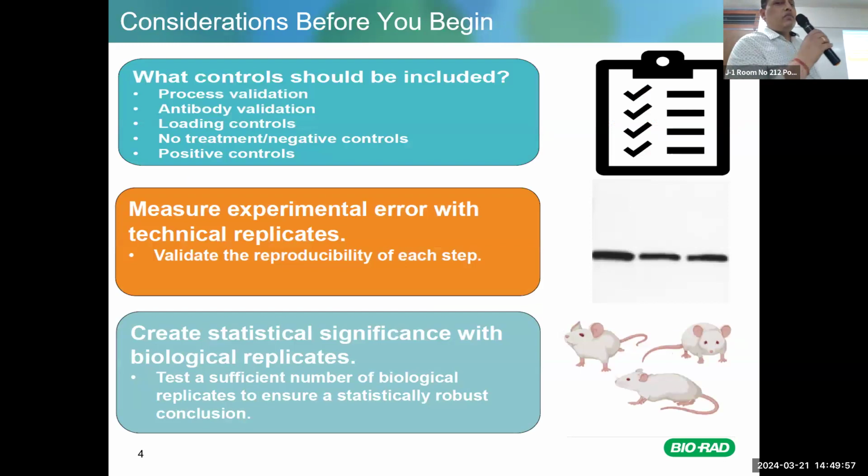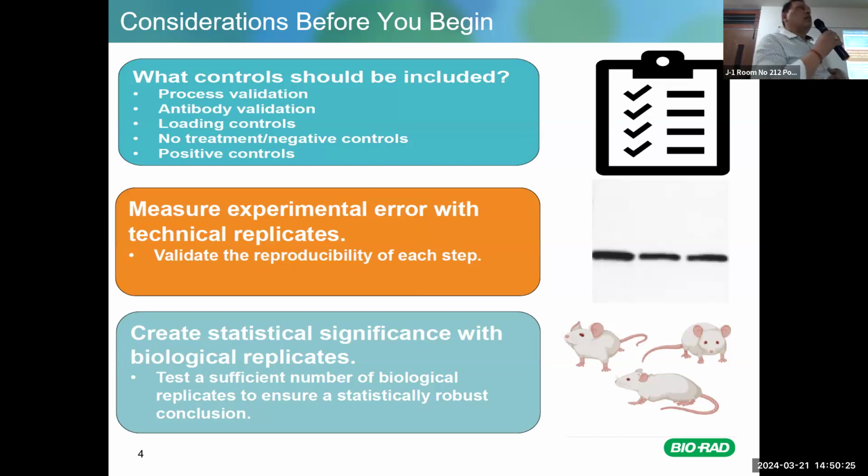Okay, so before you begin, these are a few points which you should consider. First thing, process. What controls should be included? In any experiment, you run positive controls and negative controls. Here also there are some controls which you should consider. There should be a control where you are not giving any treatment, versus a treated sample. Then loading controls are there.